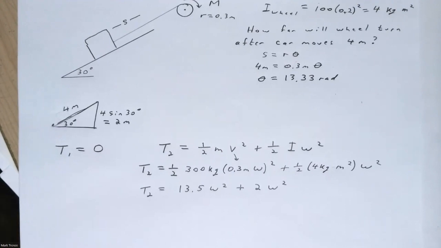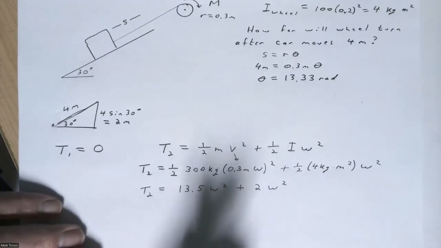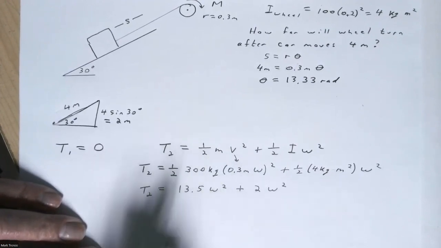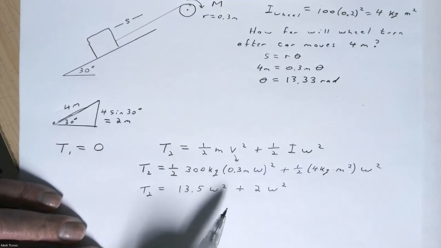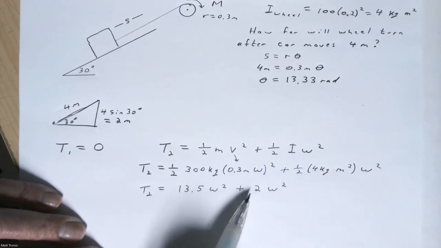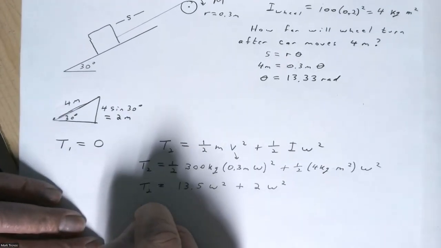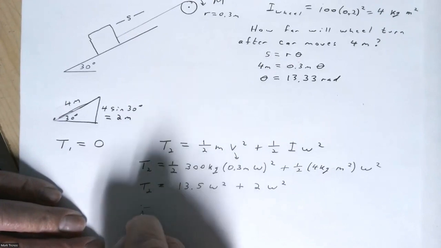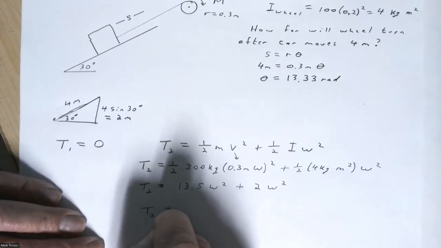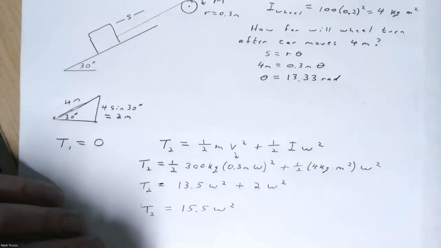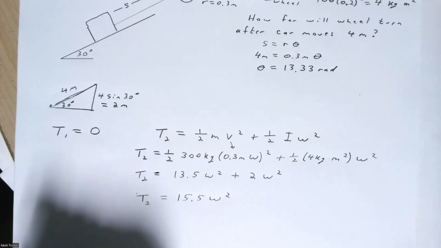And we put this into our calculator. We get 13.5 omega squared for this. Remember, the 0.3 is squared here. And then we get 2 omega squared here. So our final kinetic energy is going to be 14.5 omega squared, like that. So now let's consider our work then.